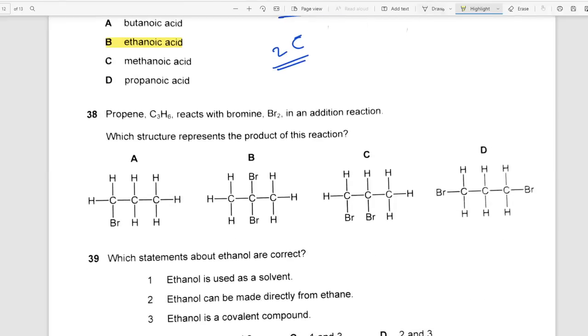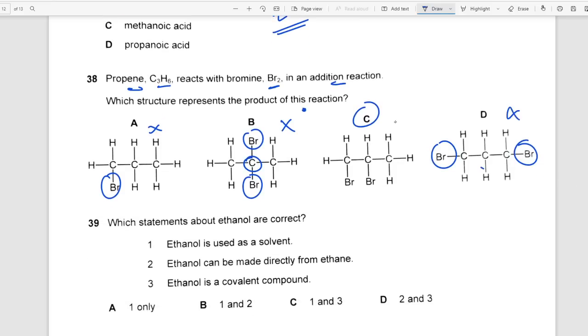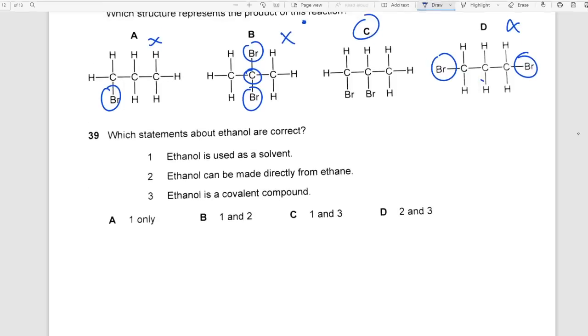Number 38 is telling us propene, which is C3H6, reacts with bromine in an addition reaction. Which structure represents the product of this reaction? So let's see. Here we only have one bromine, so this is wrong. It has to have two bromines. Here the bromine is on the same carbon, so it's wrong. Here the bromine makes sense. Here bromine cannot be on the edges, so it is wrong. So the answer is C.